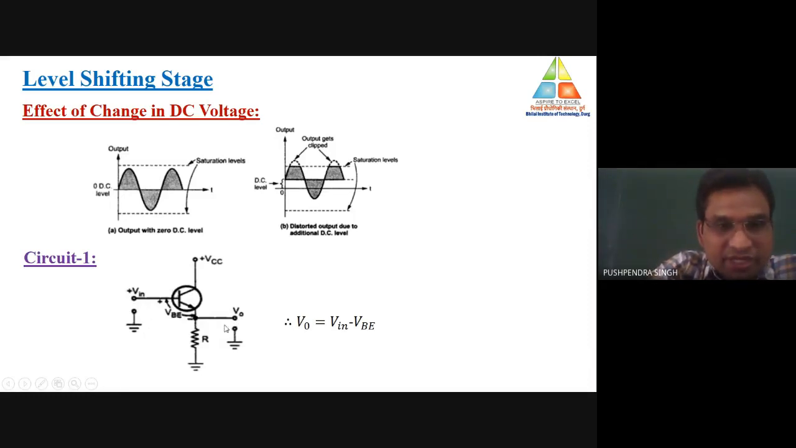What is the value of the output? Apply one loop over here. Vn minus VBE minus V0 is equal to 0, and from there, what is the value of the output?